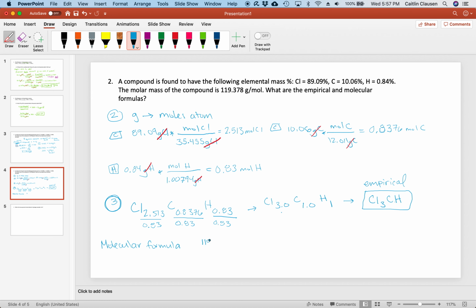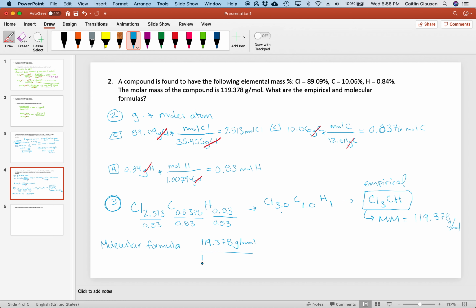So the molar mass of the molecular formula, to get the ratio of molecular formula to empirical formula, I can divide their molar masses. I have the molar mass right here of, I can figure out the molar mass of this from the periodic table. Chlorine, if you do the math, molar mass of chlorine times 3 plus the molar mass of carbon plus the molar mass of hydrogen, you will actually find it has the same exact molar mass as what is given.